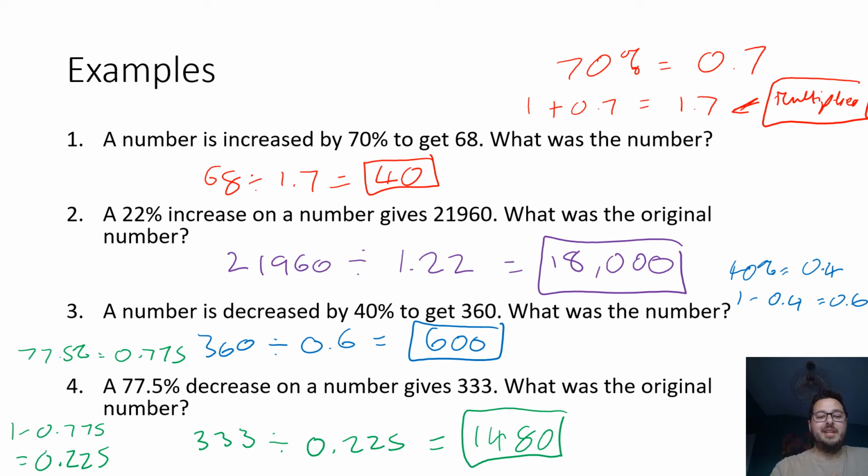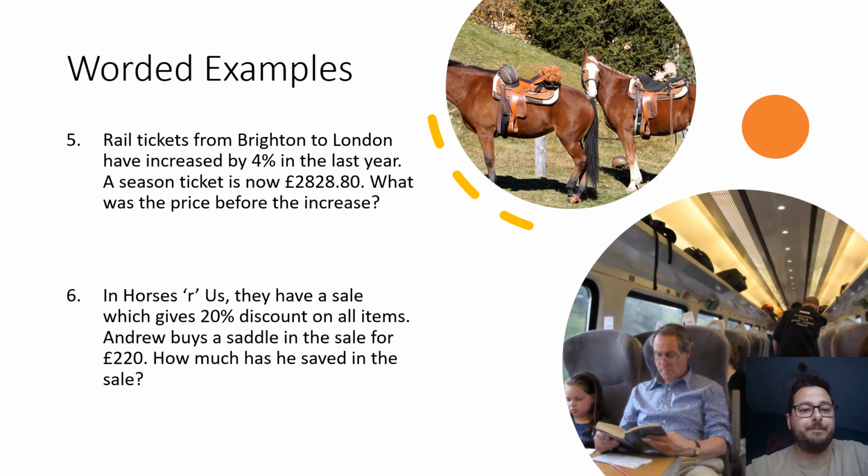Okay, great. Let's finish off with a couple of worded questions. Number 5 says rail tickets from Brighton to London have increased by 4% in the last year. A season ticket is now £2,828.80. What was the price before the increase?